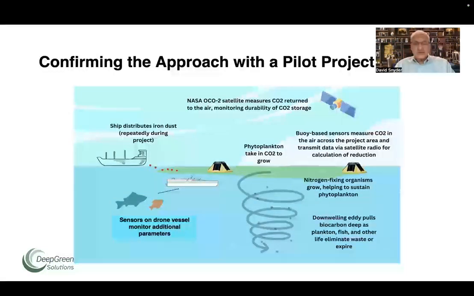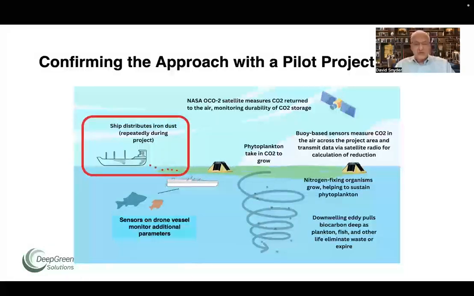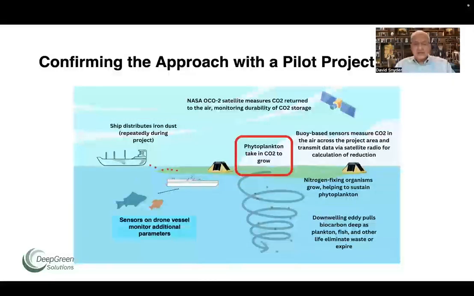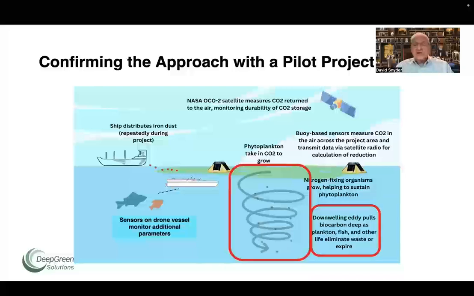We'd like to do a pilot project to confirm this method. This involves sending a ship around within a project area, distributing iron dust repeatedly during the project. The phytoplankton take in the iron and are able to grow more than they normally do. Nitrogen-fixing organisms also grow, helping to sustain the phytoplankton as part of the whole carbon cycle and growth cycle in the ocean. And if we do this in the area of a downwelling eddy, a lot of the carbon will get pulled deep into the ocean. I'll talk to you more about downwelling eddies shortly.